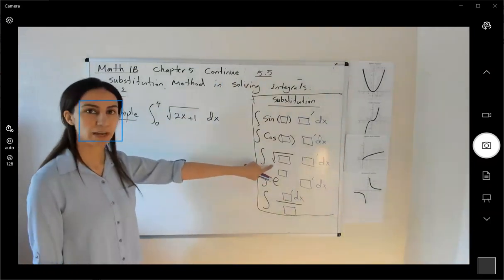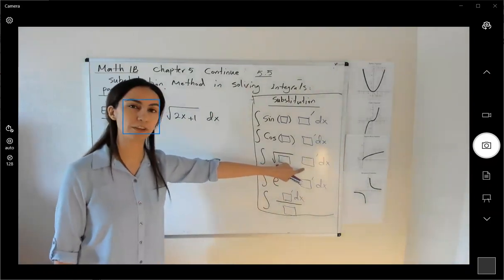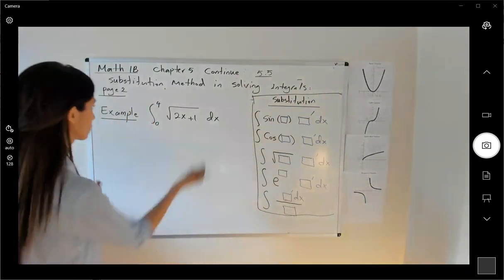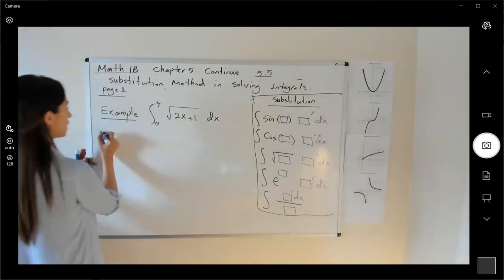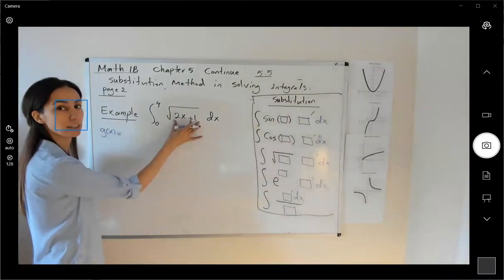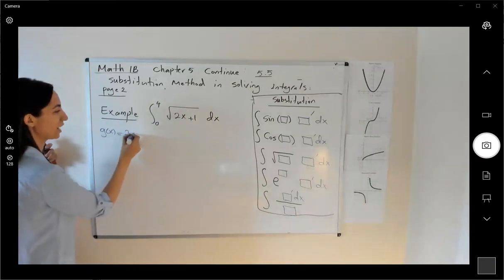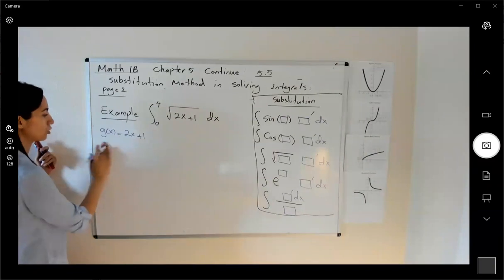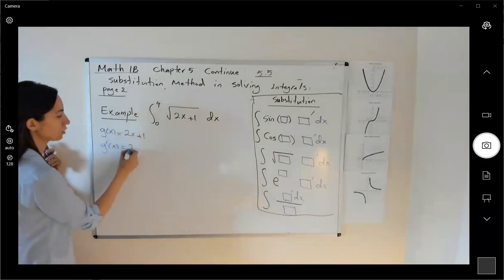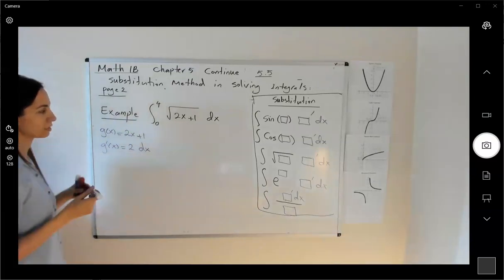Here we have the radical. Inside the radical, we have a function. If we have the derivative of the function next to dx, we can apply the u sub method. So suppose g(x) is equal to the quantity inside the radical. Guys, do not take the whole radical, just what's inside the radical: 2x plus 1. g prime, the derivative, is equal to the derivative of 2x, which is 2, plus the derivative of 1, which is 0, so it is 2 dx.